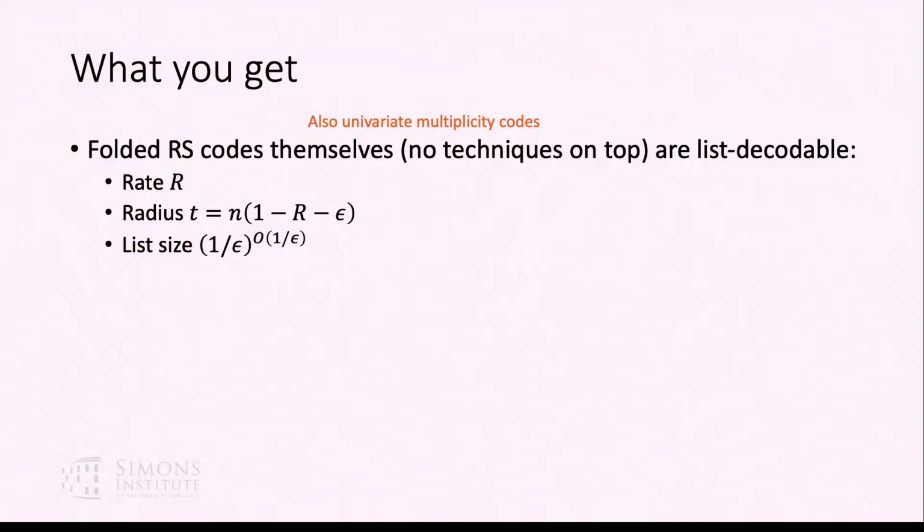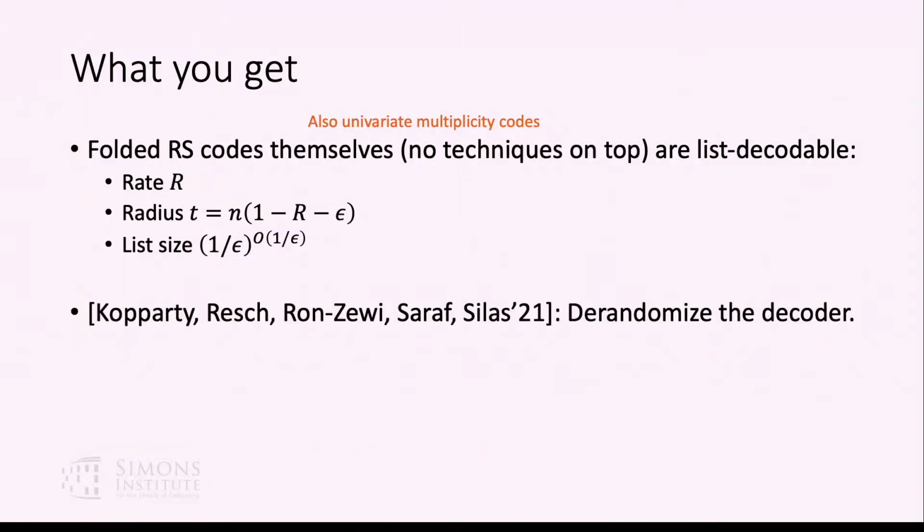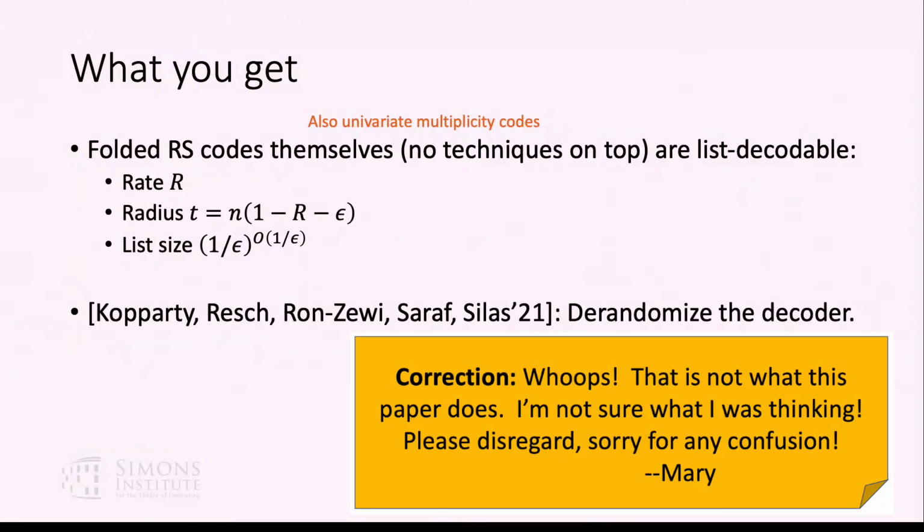Although the algorithms are still no faster. Follow-up work by Kopparty, Ron-Zewi, Saraf, and Wootters de-randomized this decoder. The decoder I described is a randomized algorithm that takes a bunch of random advice. They showed how to de-randomize this.